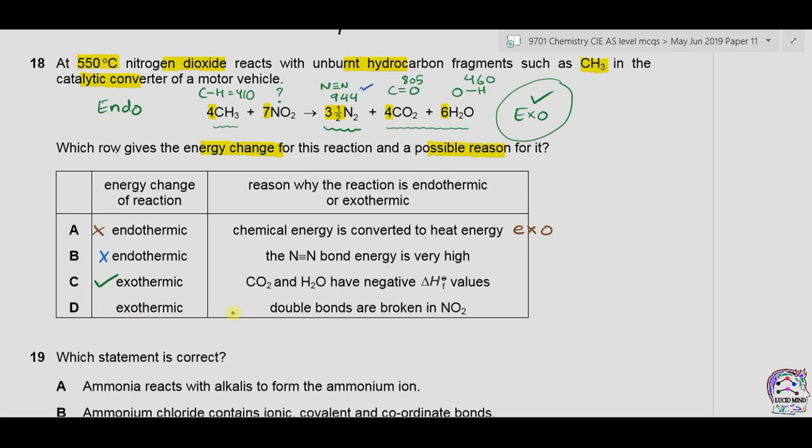D is exothermic, and the reason is that double bonds are broken in NO2. Now NO2 consists of one double bond with oxygen and one single bond, and when the double bond is broken the reaction will become endothermic rather than exothermic, as bond breaking is endothermic in nature. The correct answer is therefore C.